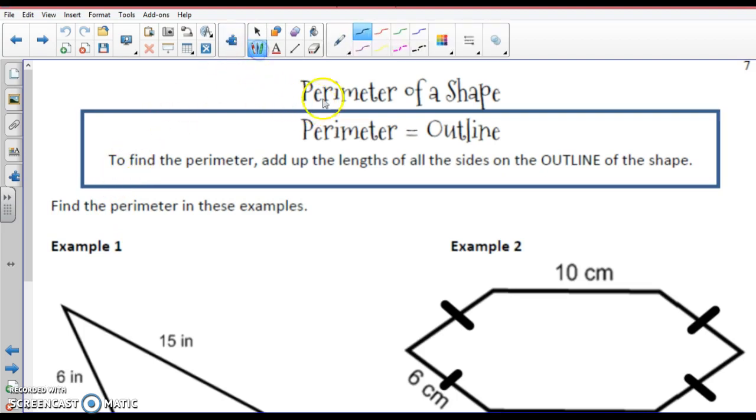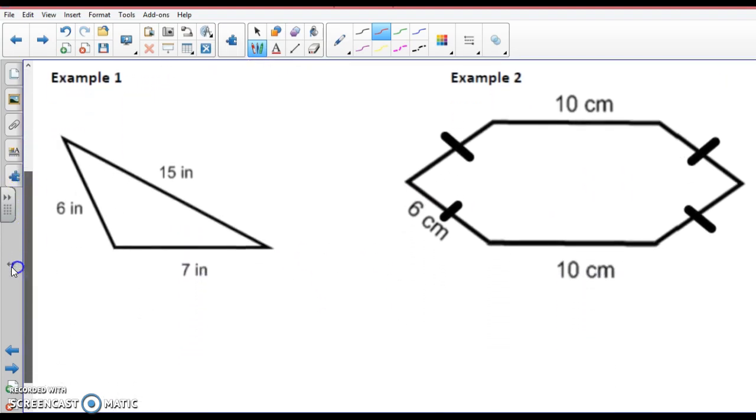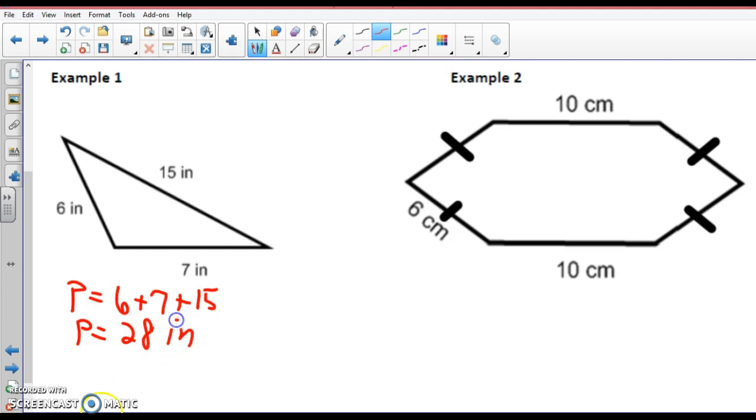To find a perimeter of any shape, you add up the length of all the sides of the outline. A perimeter is basically a fence around a yard. So, if I want to find the perimeter of this triangle, I'm going to add 6 plus 7 plus 15. 6 plus 7 is 13 plus 15 is 28, and my label is going to be inches. So if I put a fence around the edge of this triangle, it would be 28 inches long.